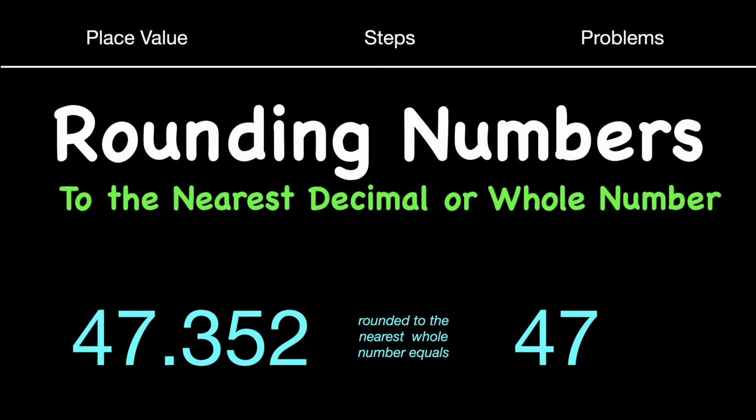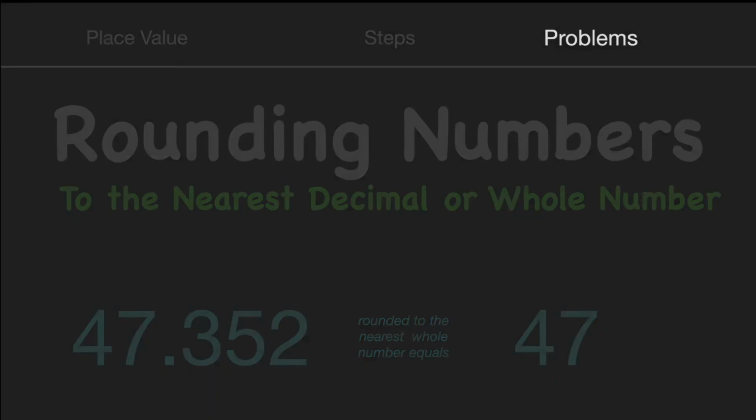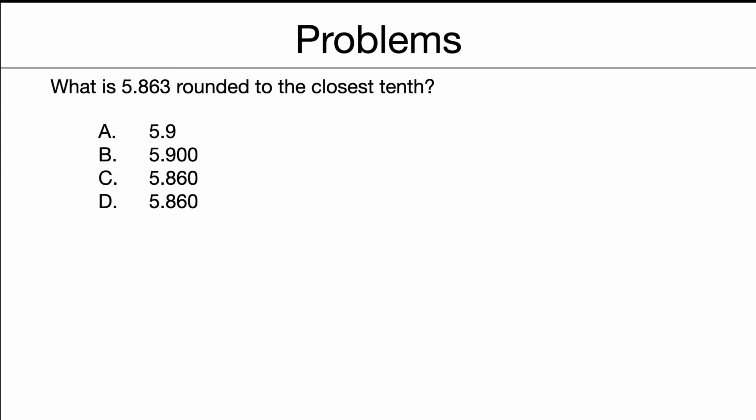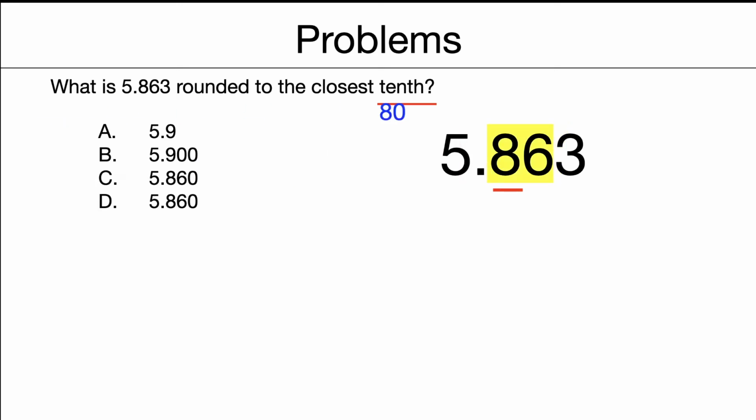All right, so that's the steps, and we have 3 problems to solve today. What is 5 and 863 thousandths rounded to the closest tenth? Let's rewrite our number so we can see it a little bit better. Our first step is to underline. We're going to tenths this time, so that would be the 8. Box. 86 is between 80 and 90, but that rounds up this time to 90.